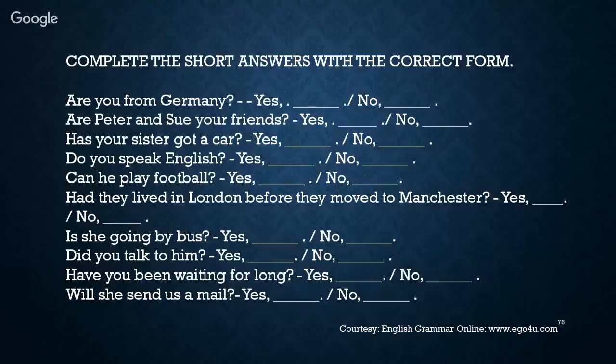Had they lived in London before they moved to Manchester? Yes, they had. No, they hadn't. Is she going by bus? Yes, she is. No, she isn't. Did you talk to him? Yes, I did. You becomes I. I becomes you. But the third person, no change. Did you talk to him? Yes, I did. No, I didn't. Have you been waiting for long? Yes, I have. No, I haven't. Will she send us a mail? Yes, she will. No, she won't.